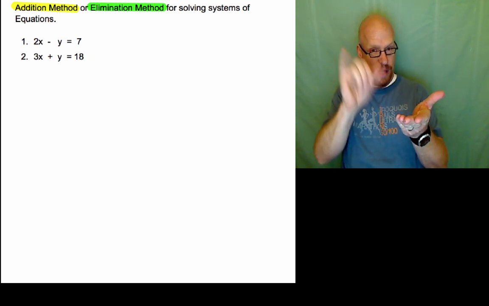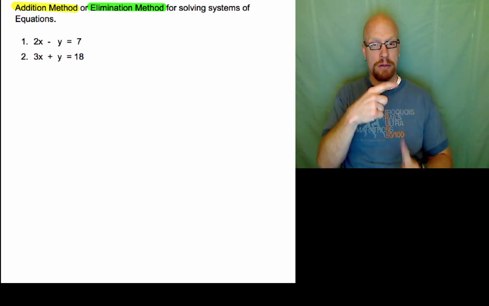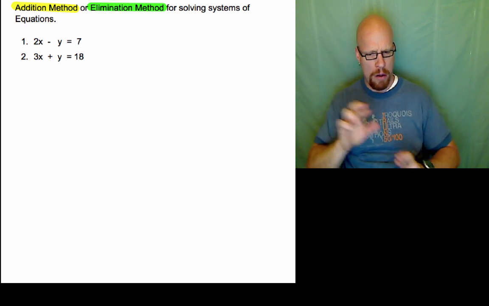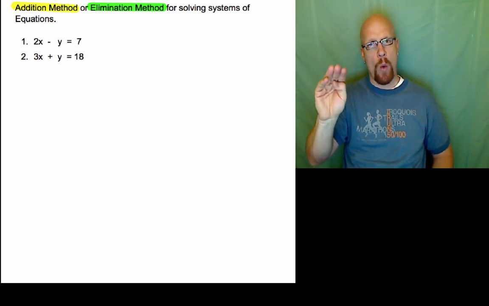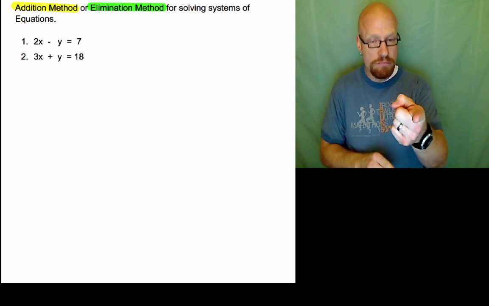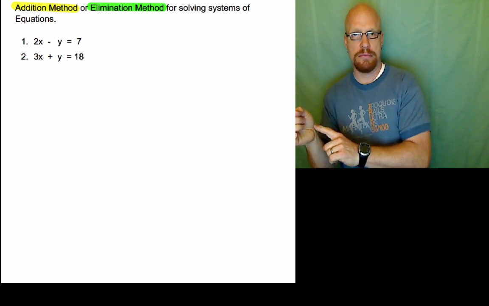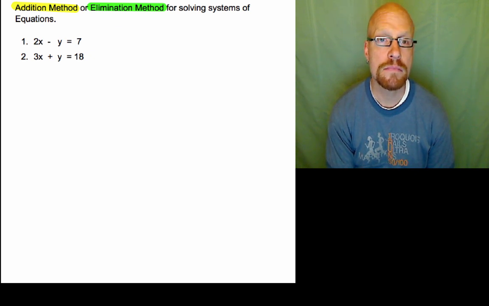How this happens is you need to first have, like the first example, 2x minus y equals 7, and then 3x plus y equals 18. They're both ready to do this method. The reason being, they are both in standard form. What this means is that the x variable and the y variable and the constant are all in columns.